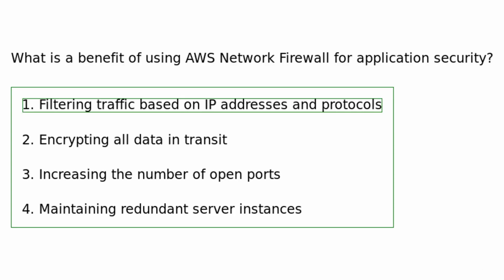AWS Network Firewall can enhance application security by filtering traffic based on IP addresses and protocols, allowing you to control access and block potential threats to your applications.